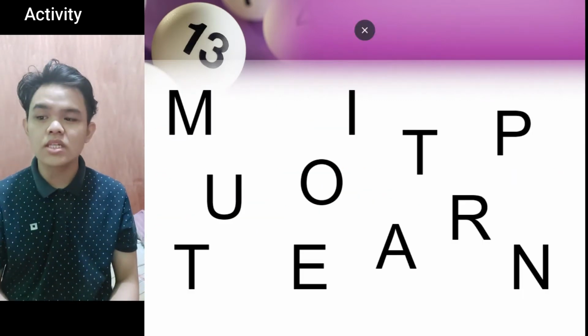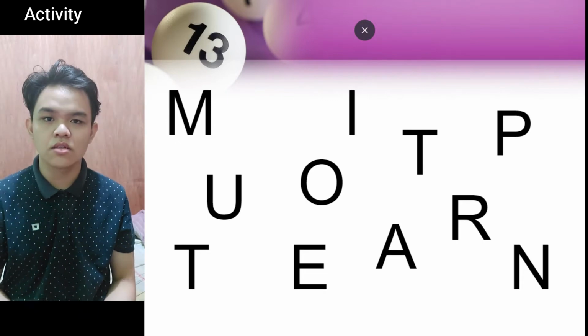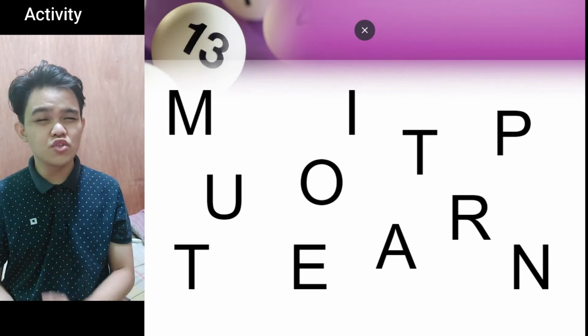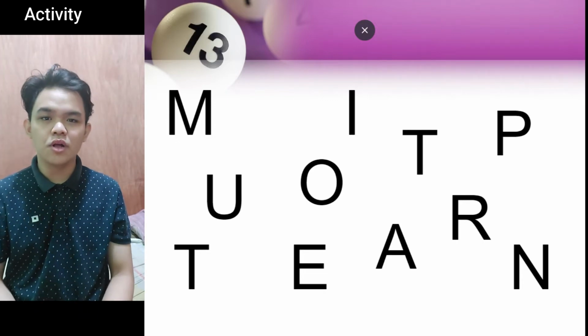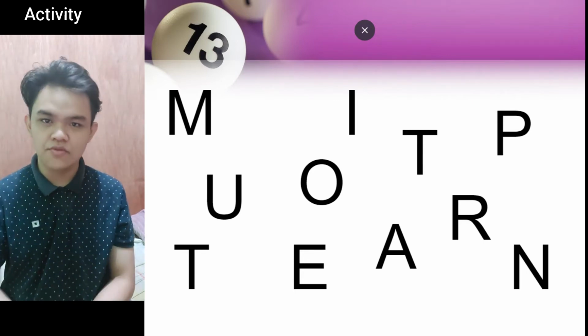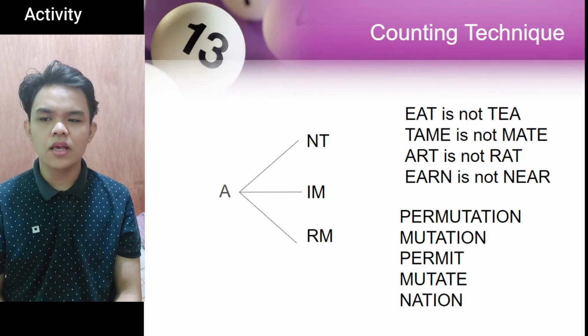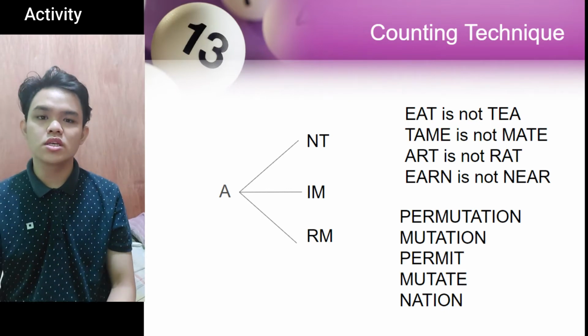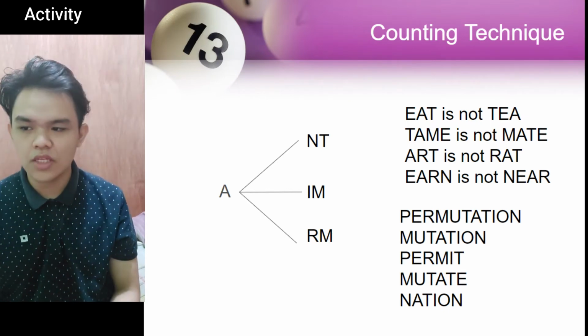Now class, you can see that there are scrambled letters. Now I want you within 2 minutes to arrange and spell out as many words as you can. Time starts now. Now class, I want you to realize that what you did earlier was a permutation.